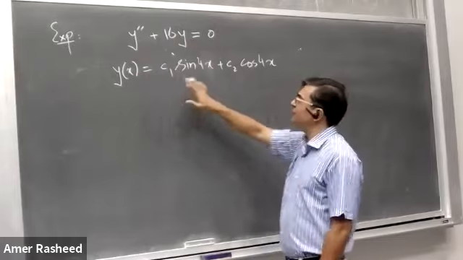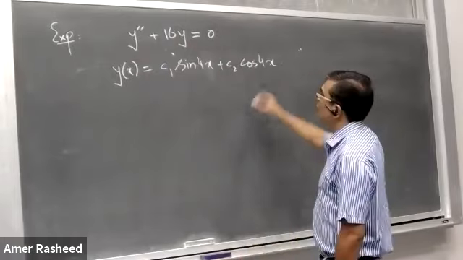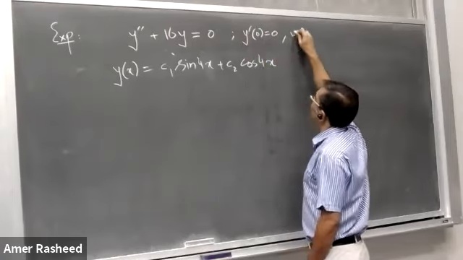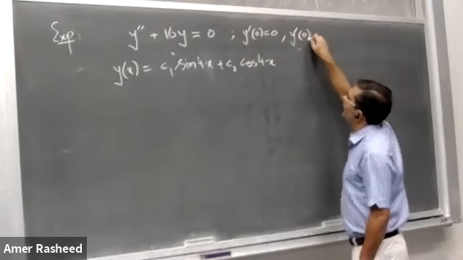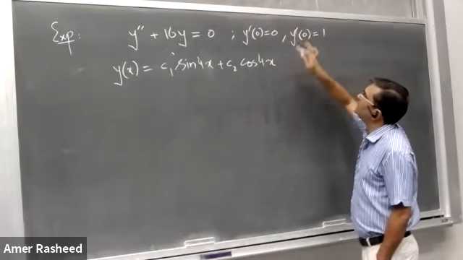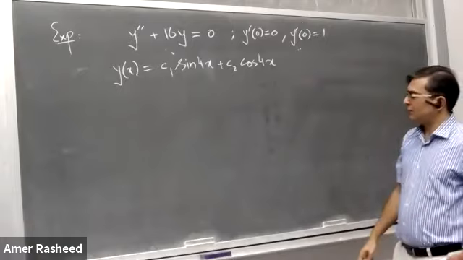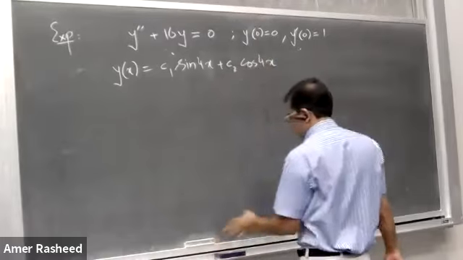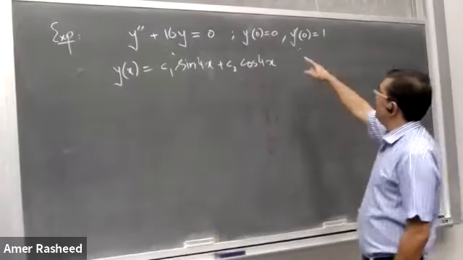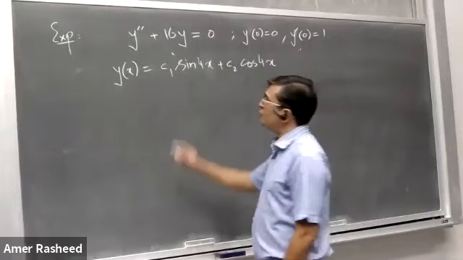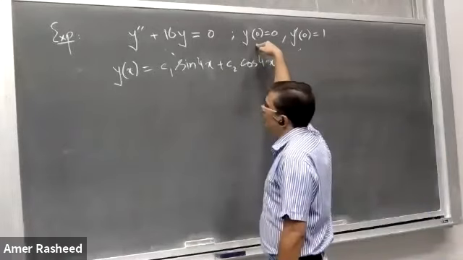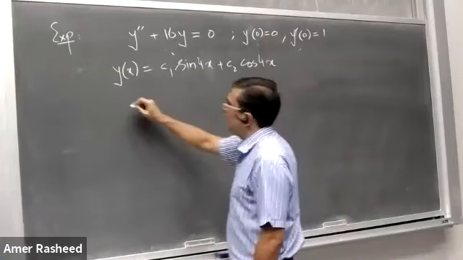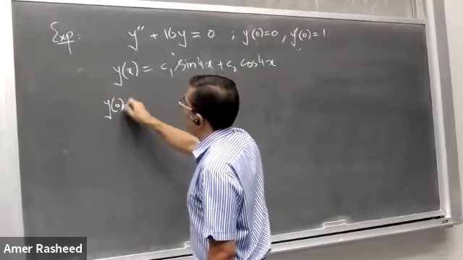Now it involves two parameters, c1 and c2, and we are given two initial conditions: y at 0 is 0 and y dash at 0 is 1. The first one is not y dash, it's y at 0 is equal to 0. We are given two initial conditions. Now, in order to apply the first initial condition, we can just put x equal to 0 and y is equal to 0.